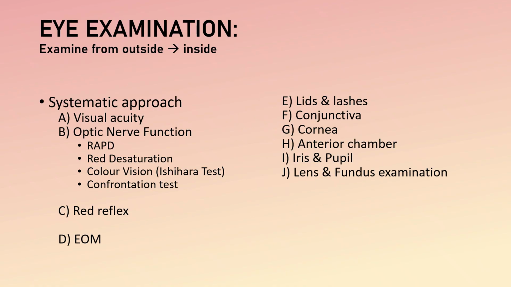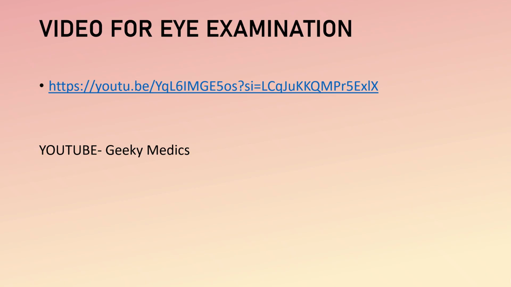A systematic approach to eye examination includes assessing visual acuity, optic nerve function, red reflex, extraocular movements, and anterior and posterior segment structures. On this slide, you can see the link to a video from Geeky Medics that demonstrates the eye examination step by step.